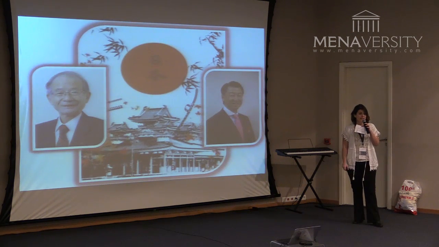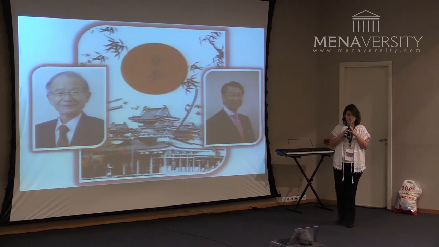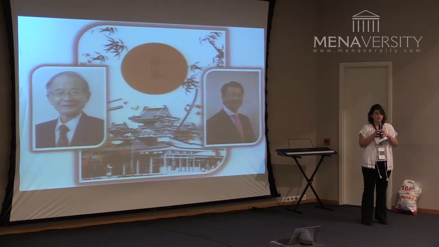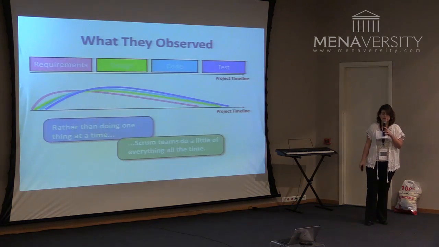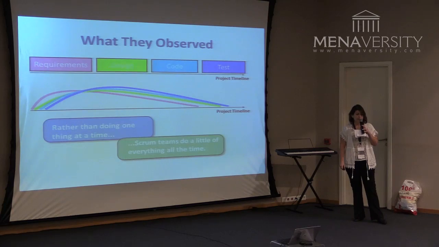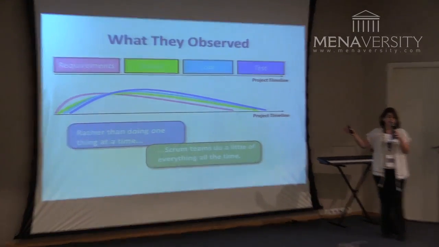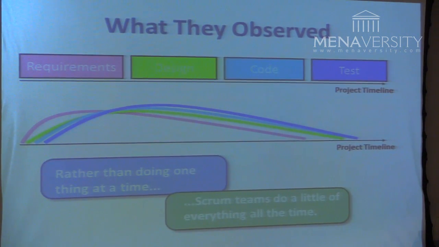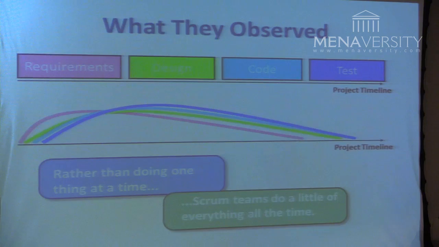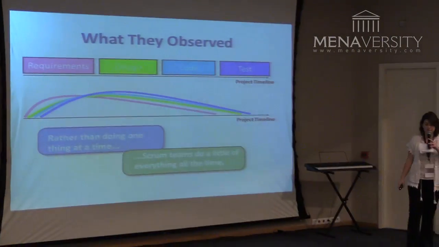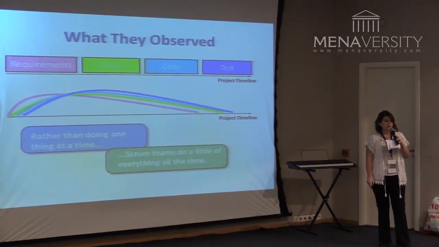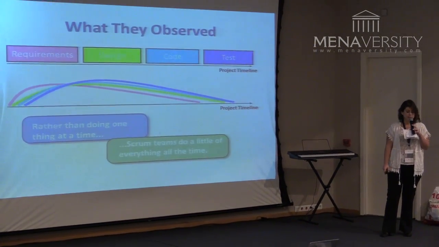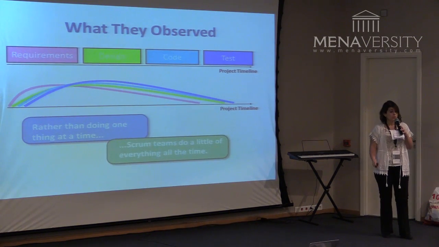In 1986, in Japan, two researchers, Takeuchi and Nonaka, were doing a research about different companies. They discovered that some companies work sequentially. When requirements gathering ends, they start planning. When planning ends, they start coding. And when coding ends, they start testing. While other companies or other teams do a little bit of everything at the same time. They call them Scrum teams for no reason.